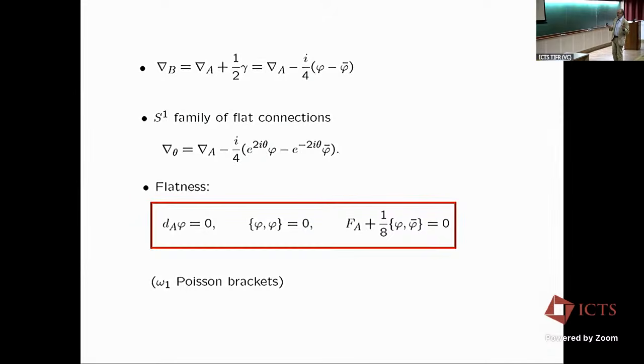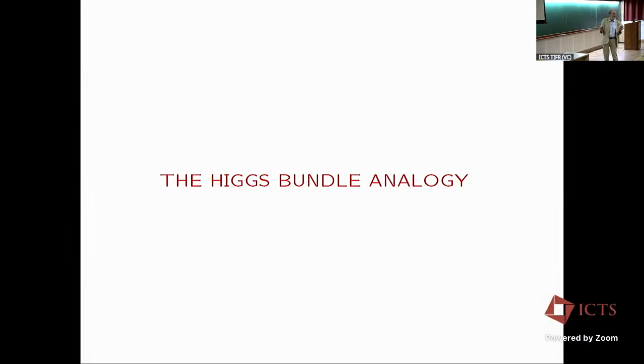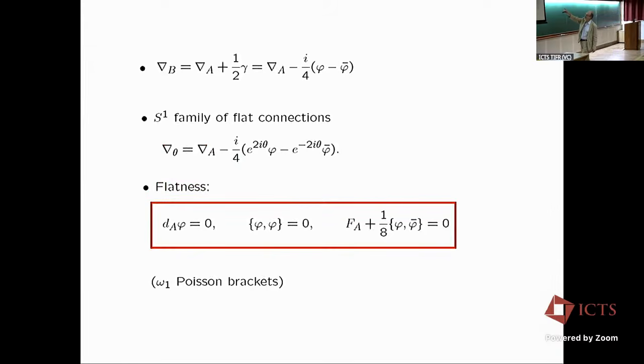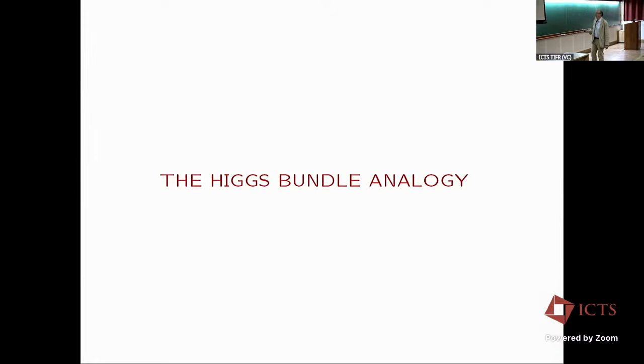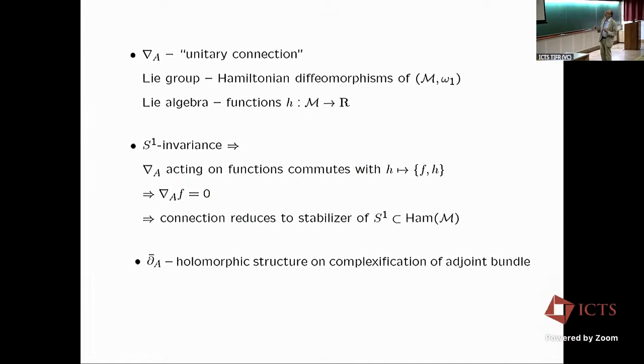But let's just step back a moment and try and think what is happening here. So, of course, it's analogous to Higgs bundles in higher dimension because we have this phi equals 0 property. But where does the analogy hold and where does it fail? Well, first of all, the analogy means that we should think of this non-flat symplectic connection as the unitary connection. So it plays the same role in Higgs bundles as the unitary connection.